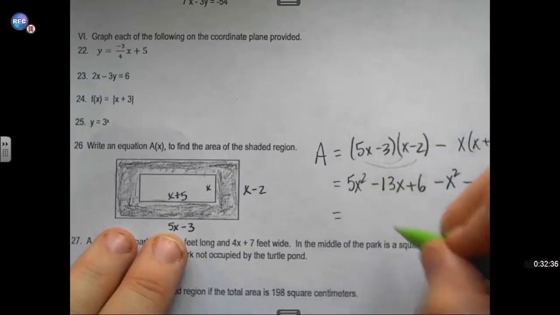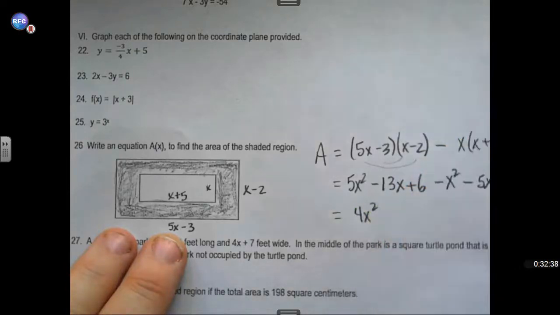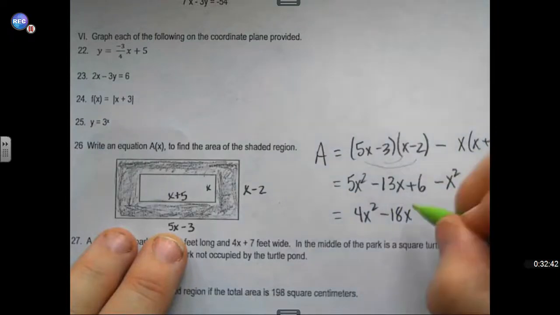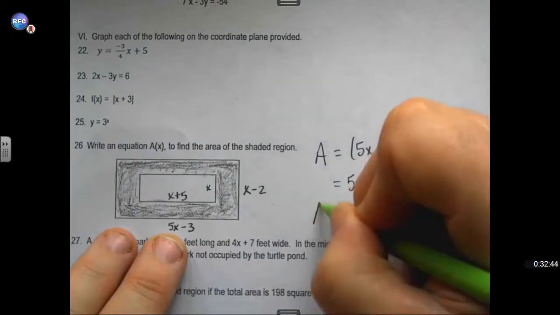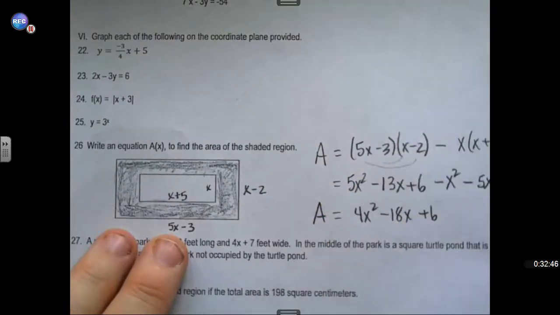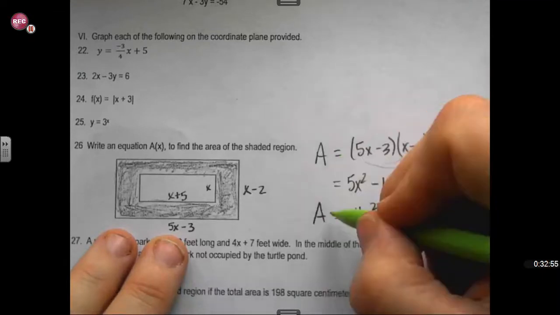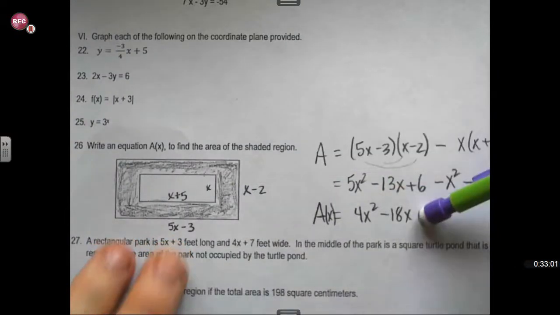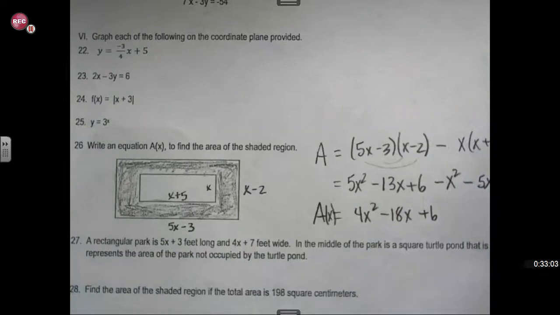It looks like I'm going to get 4x squared minus 18x plus 6. And that's the answer we're looking for. You would not factor out the greatest common factor there, because that's not what I asked you to do. I asked you to write an equation, A of x, that would be the area of the shaded region, and that's it. Didn't say solve or factor or anything like that.